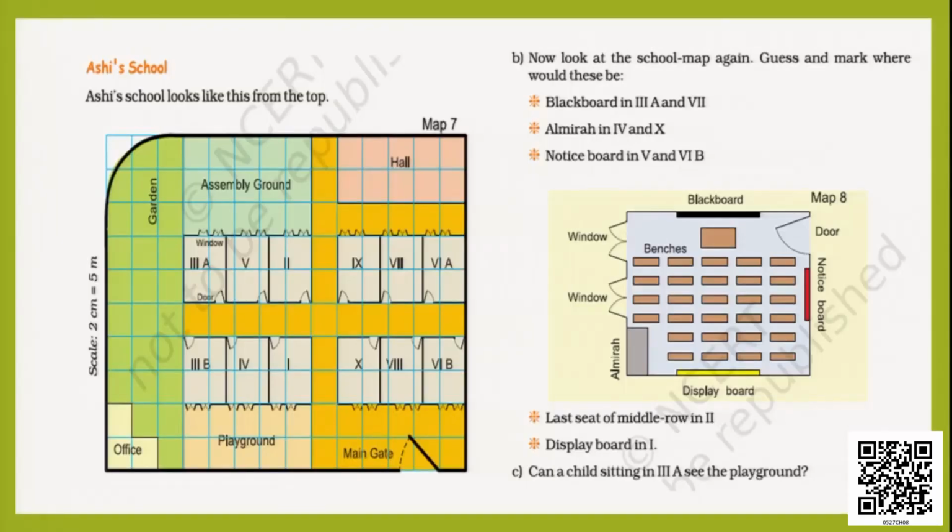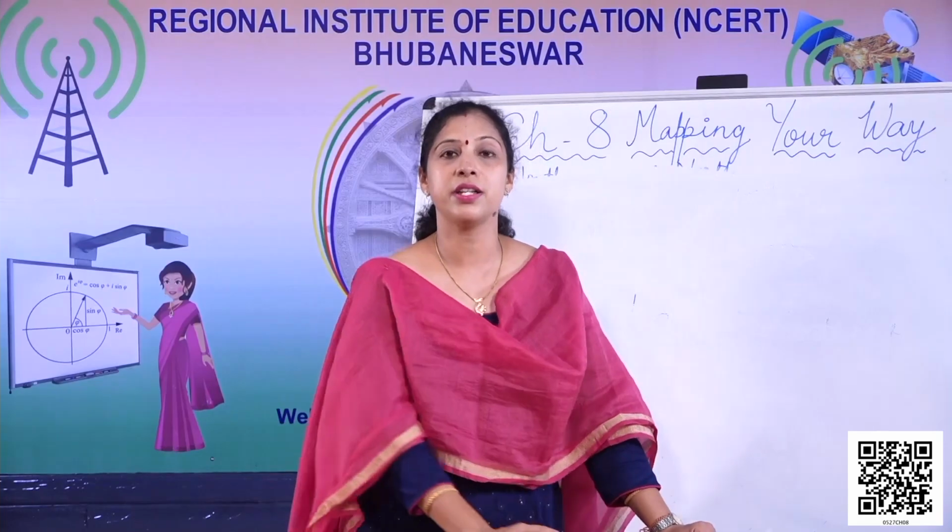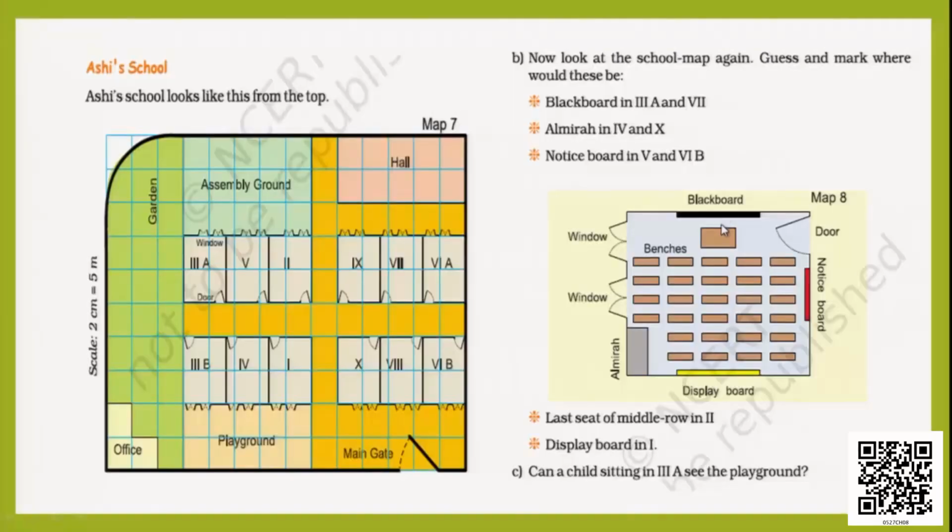Where are we going to find the last seat of the middle row in class 2? Now here you see the sitting arrangement. This is the blackboard, this is the teacher's table, and these are the rows. So the last seat of the middle row. You can find out where is the last seat of the middle row without going to the classroom and visiting class 2. So in class 2, here is the blackboard, here is the teacher's table, so somewhere here will be the last seat of the middle row.